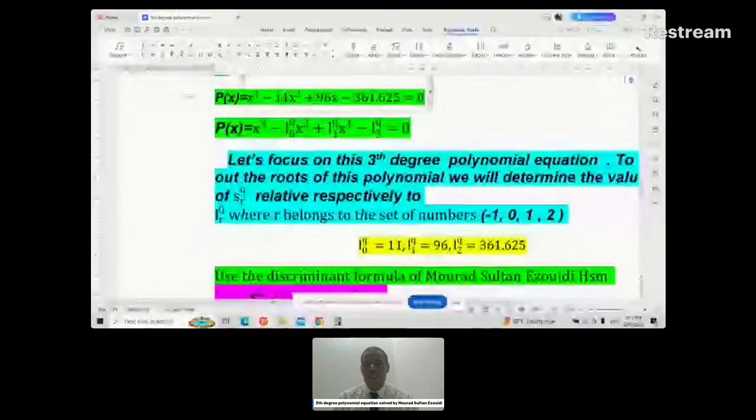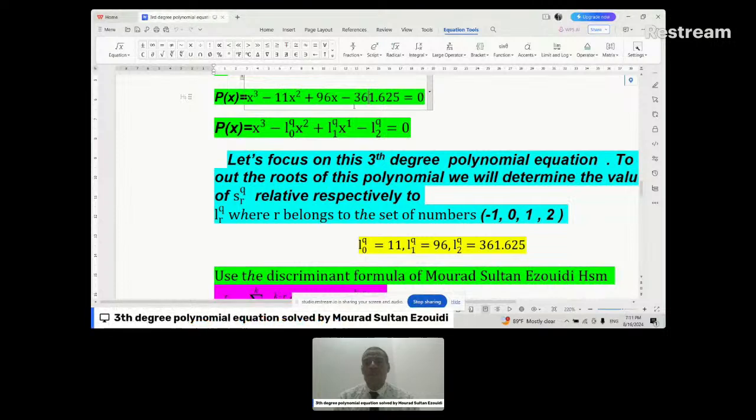The example is a third degree polynomial equation simply because x is raised to the power 3. If it is 4, it means a fourth degree polynomial equation. If it is 6, it will be a sixth degree polynomial equation. If it is 7, you are going to work with a seventh degree polynomial equation, and it's not easy to solve this kind of polynomial, learners. It depends on new methods, new strategies, new theories like Mourad Sultan has done. Now let's work together and go step by step.